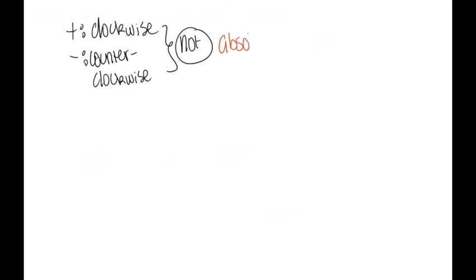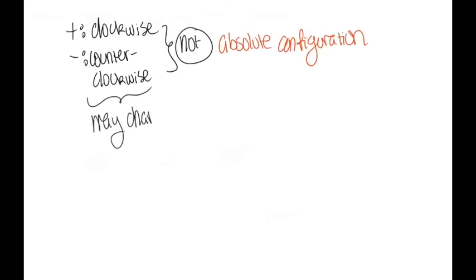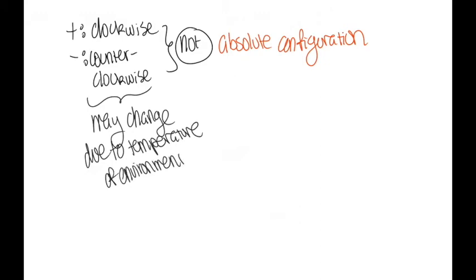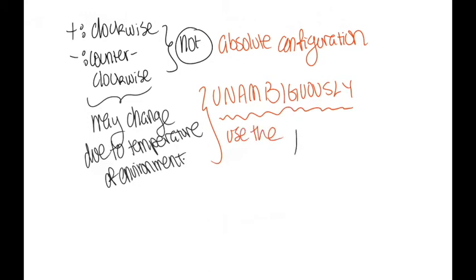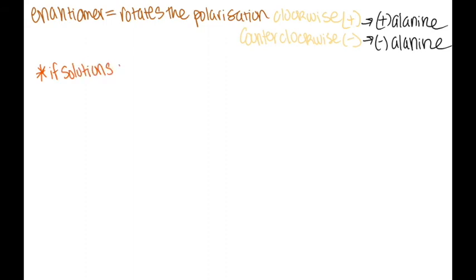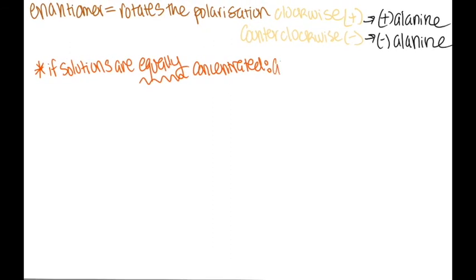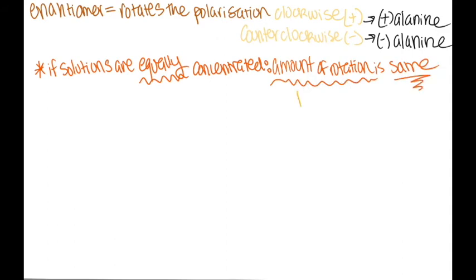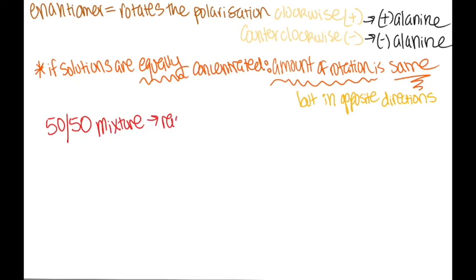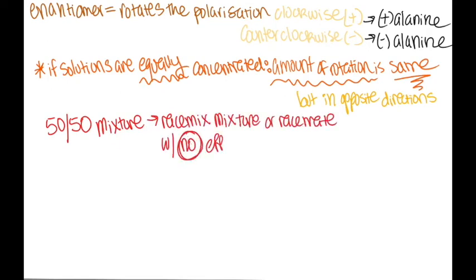We need to note that we cannot use optical rotation to establish the absolute configuration of an enantiomer, because the sign of optical rotation for a particular enantiomer may change when the temperature changes. To name the enantiomers of a compound unambiguously, their names must include the handedness of the molecule through the use of RS nomenclature. However, if the solutions are equally concentrated, the amount of rotation caused by the two isomers is the same, but in opposite directions. When optically active substances are made in the lab, they often occur as a 50-50 mixture of the two enantiomers. This is known as a racemic mixture or racemate. It has no effect on the plane polarized light.